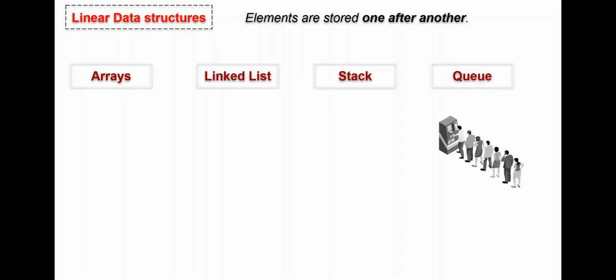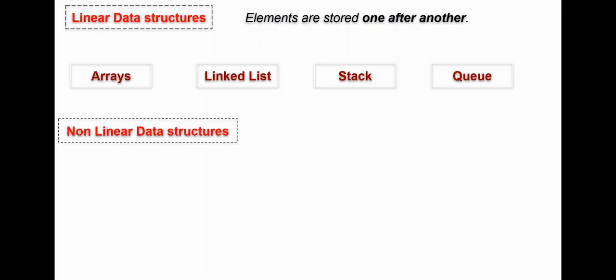Next linear data structure is queue. Here insertion takes place at one end and deletion takes place at the other end. We can relate it to a line of people standing at a ticket counter. The one who arrives first will be served first. So that is the queue concept. It follows the principle FIFO, first in, first out.